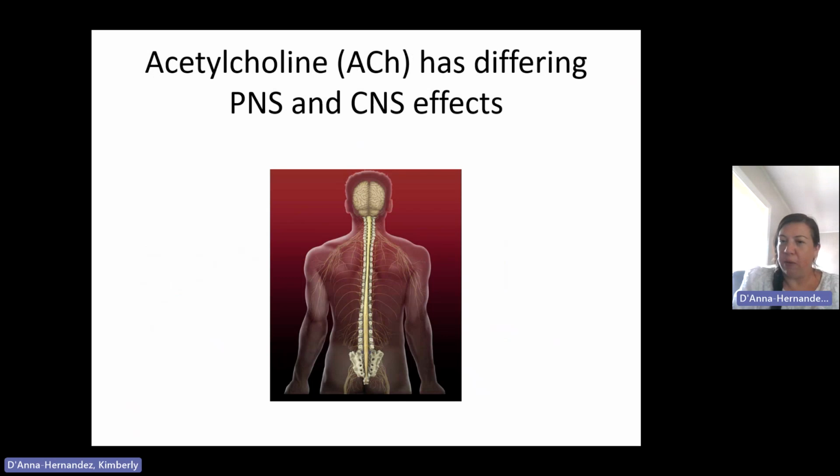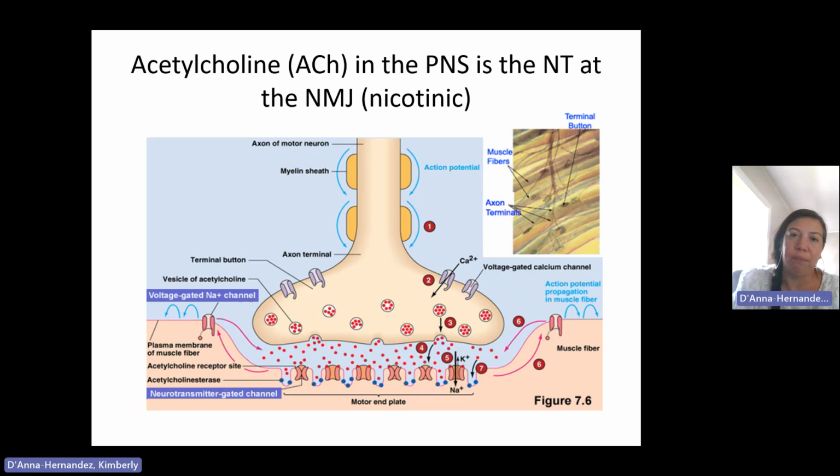Okay, let's take a break real quick and talk about acetylcholine. So acetylcholine is a quaternary amine, which means it has 4 amine groups on it. And it was one of the first neurotransmitter systems found, likely because it's both in the peripheral nervous system and in the central nervous system with differing effects.